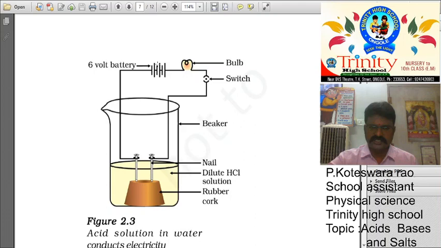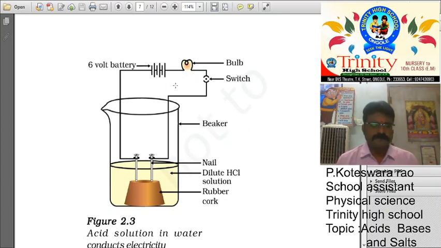Here is a 230 volts AC plug. In some textbooks a switch is given, in some textbooks it is not, no problem. And these two are graphite rods, and this is the arrangement. First of all, what do we want to do? What about the solutions which we already prepared here?